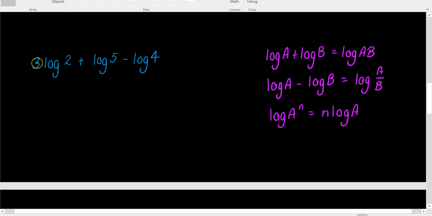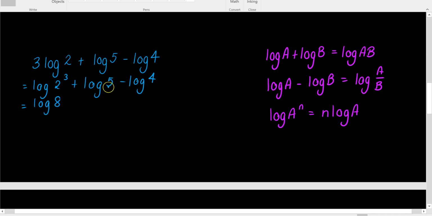Now we can take that up a little bit, and we can look at something like this one. It's a little bit more complicated. The first thing we do is, when you've got the power out the front here, or the number out the front, we're going to use this rule and go backwards. So I can now say that this will be the same as log 2 cubed plus log 5 take log 4. Now 2 cubed is 8, so we've got log 8 plus log 5.